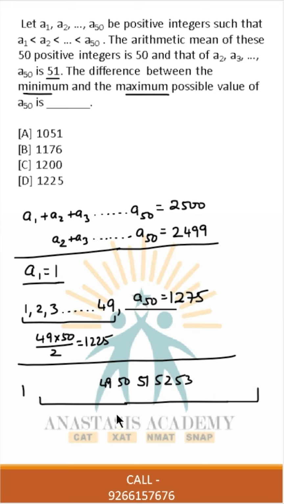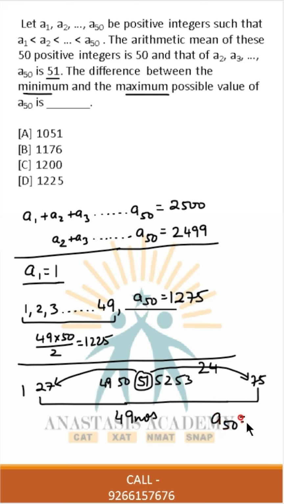Given that there are 49 numbers here, and this is the middle number, we go 24 forward. I go 24 forward here, I get to 75. I go 24 backward, I get to 27. So the list of numbers in this instance would be 1, 27, 28, 29, all the way up until 75. And in this instance, A50 will be equal to 75. This is the minimum possible value of A50. So the difference between the maximum possible value of A50 and the minimum possible value of A50 will be 1200.